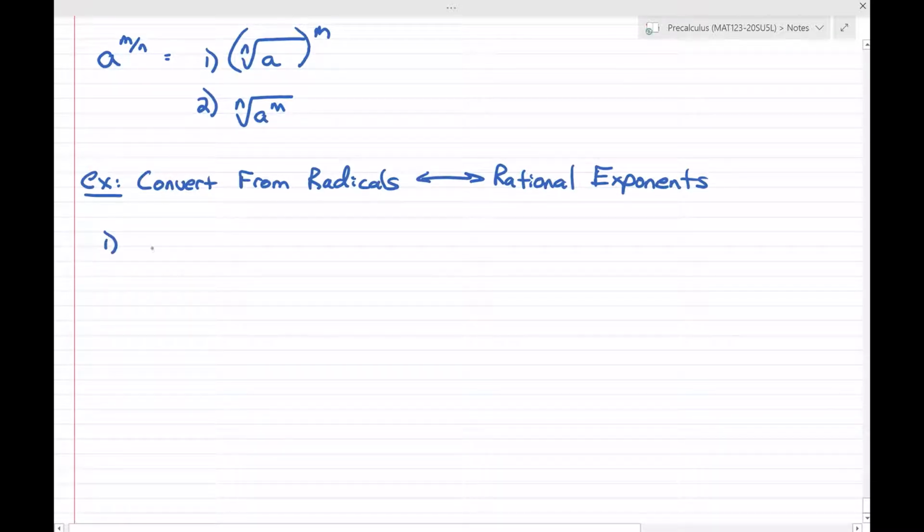So for example number 1, we have 8 to the 2/3. And from the properties we just talked about, we could think about this as the cubed root of 8 to the second power. The cubed root of 8 is 2. So then 2 to the second power, of course, is 4.